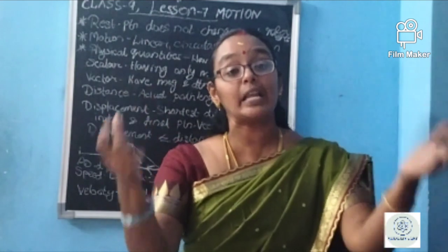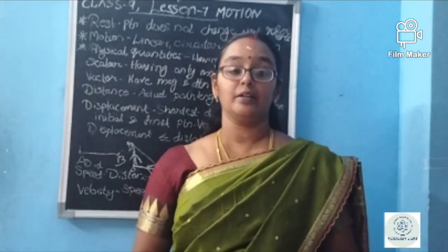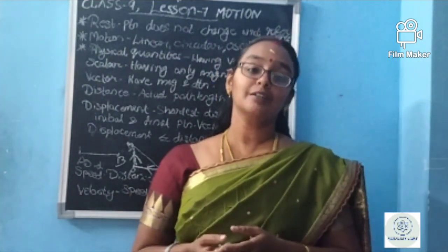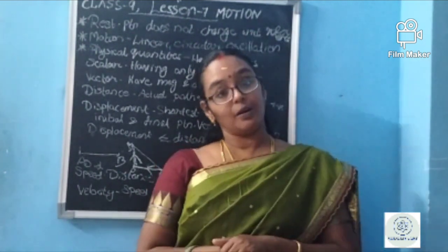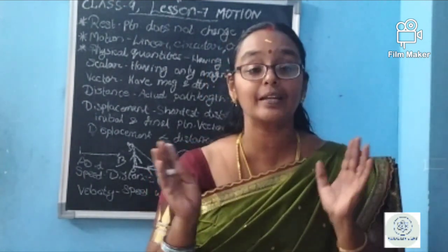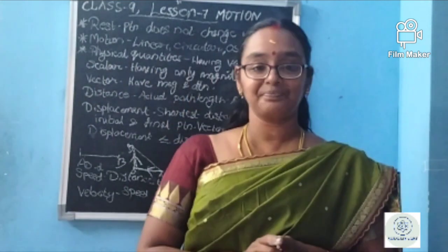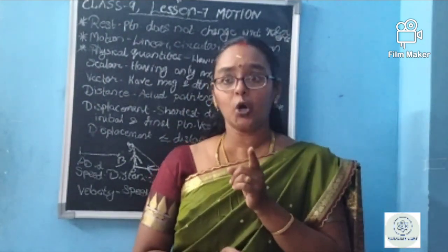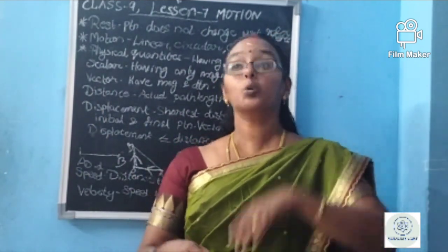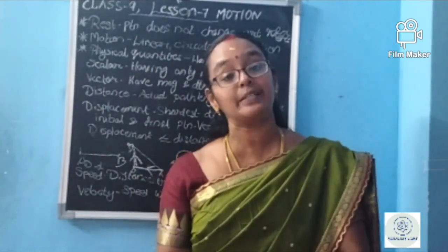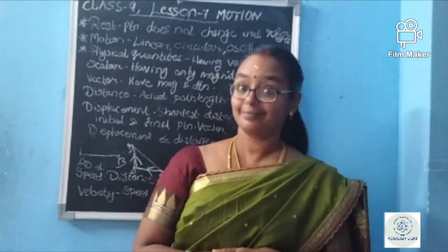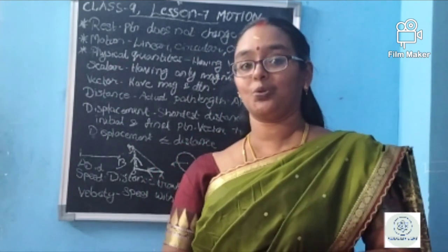So what is the initial position? Home. What is the final position? Home only. So what is the displacement? Initial position home, final position home. Displacement is 0. So what is the distance? Is it 0? No. You are going to the shop, which is 200 meters away from my home. So 200 meters plus 200 meters, 400 meters is the distance, while displacement is 0. Is it clear? So displacement can be 0 also.